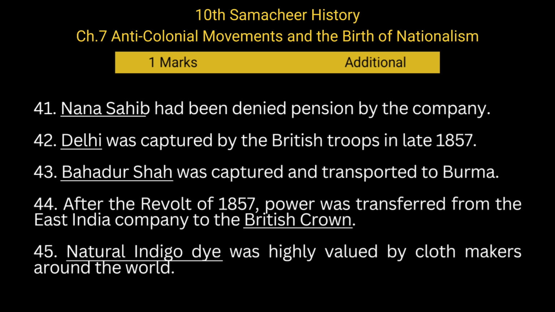Delhi was captured by the British troops in late 1857. Bahadur Shah was captured and transported to Burma. After the revolt of 1857, power was transferred from the East India Company to the British Crown. Natural indigo dye was highly valued by cloth makers around the world.